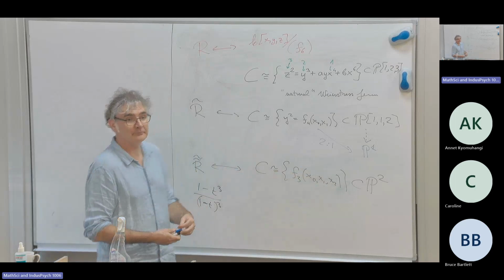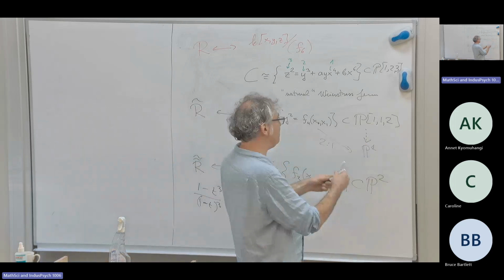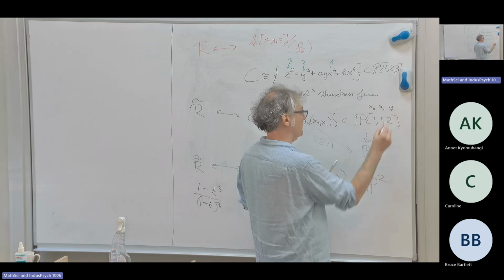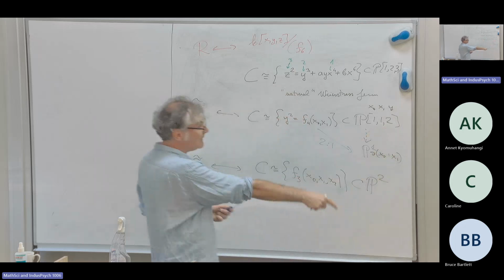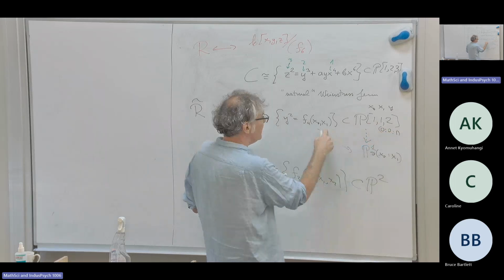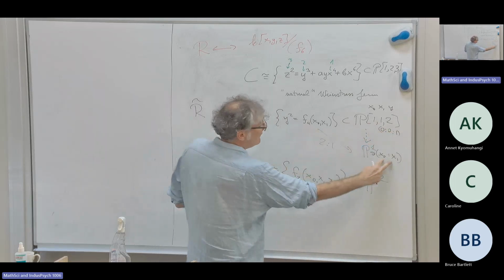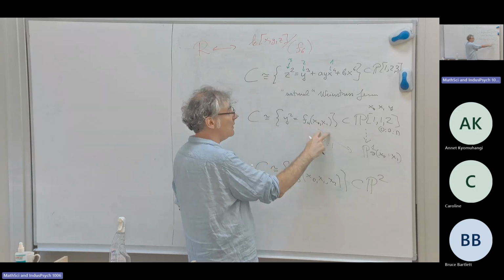The other way, it should be P1 or P2 that went in blue? This is P1. So this map is x0, x1, y to x0, x1. I'm losing the last coordinate. I mean, that's not a morphism here because it's not defined at 0, 0, 1, but it becomes a morphism here, and it's branched over exactly the roots of this polynomial. So it's a double cover branched over 4 points.